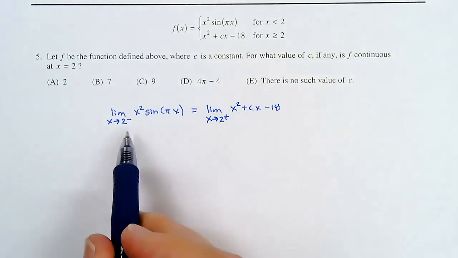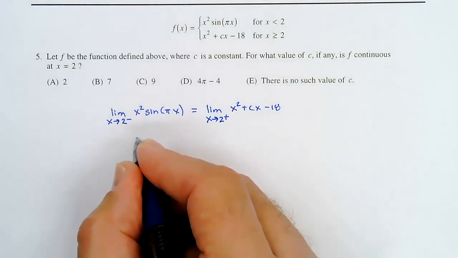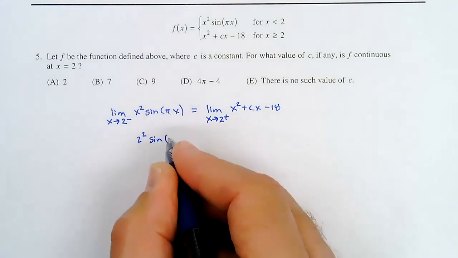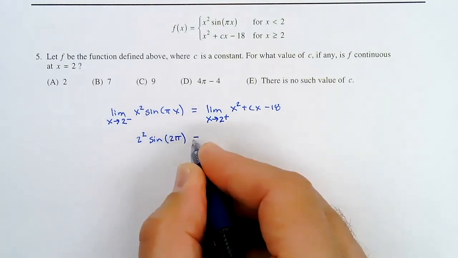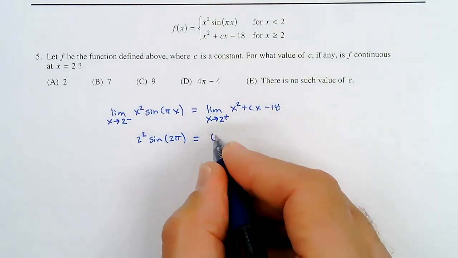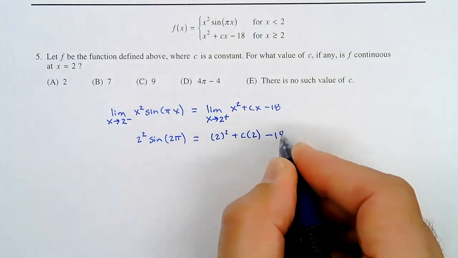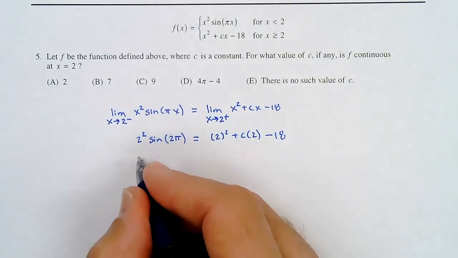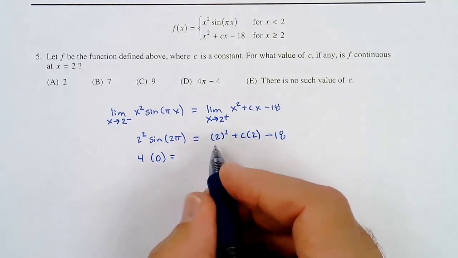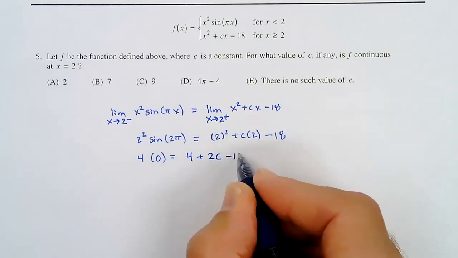Now, really to do this, all we have to do is substitute values in. So if we put 2 in here for x, that would give me 2 squared, and then sine of 2 times pi, which would be 2 pi, is equal to, and this we would plug in the 2. So this would be 2 squared plus c times 2 minus 18. Okay, so 2 squared would be 4, and sine of 2 pi would be 0.